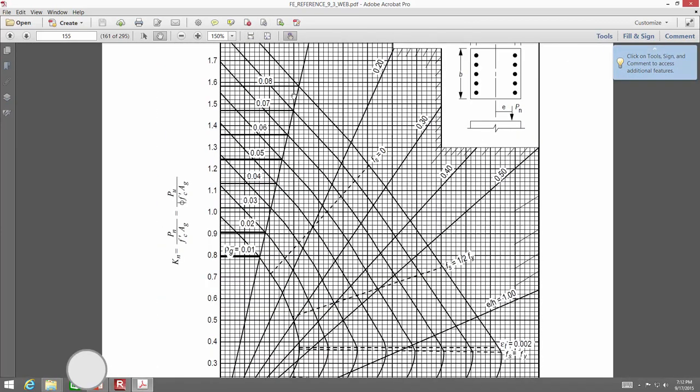So you calculate those dimensionless Kn and Rn parameters based on your column axial load and your column bending. Find the nearest chart, or the nearest point on the chart, and that gives you your reinforcement ratio. Take that reinforcement ratio, multiply it by the column area, and that gives you the amount of steel you need to put in the column. That's about it for beam columns.